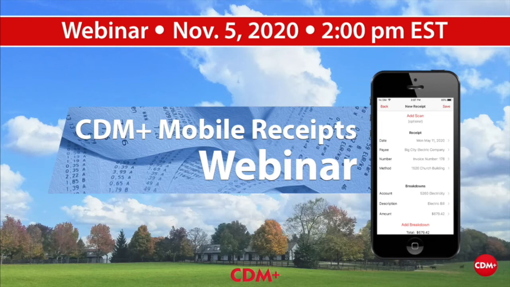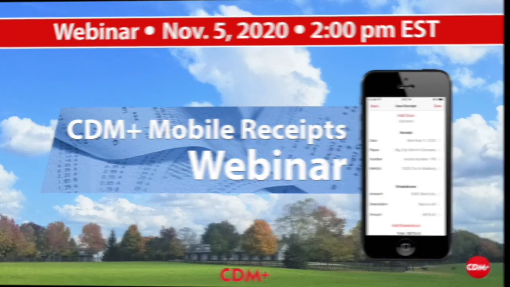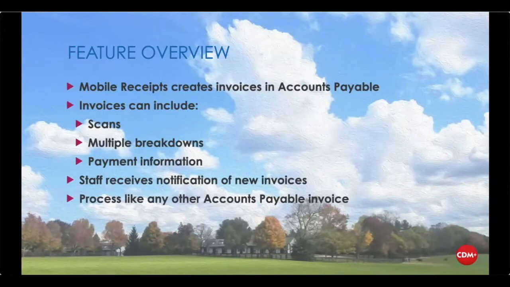So without much further ado, we're going to go ahead and dive in and take a look at mobile receipts. The goal of mobile receipts is to create invoices and accounts payable. You can use this for staff that are making purchases on the church credit card, or are able to charge things to your organization's bank account. If you're placing an order and you've been invoiced for that, you can key that in as well.